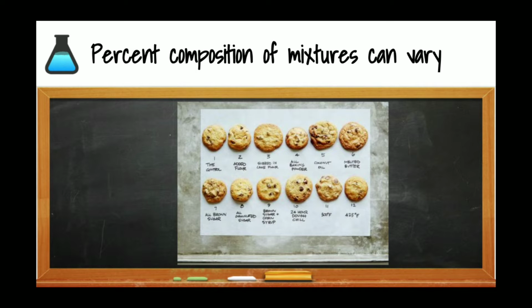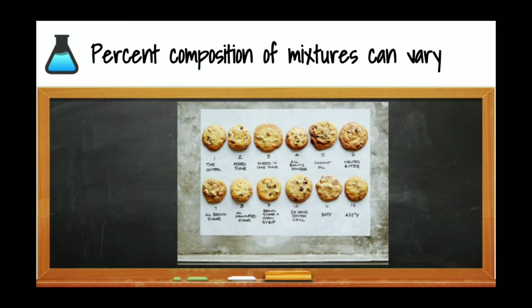Percent composition is very important in distinguishing between pure substances, such as elements and compounds, and mixtures. Mixtures are physical combinations of two or more substances whose percent composition can vary.